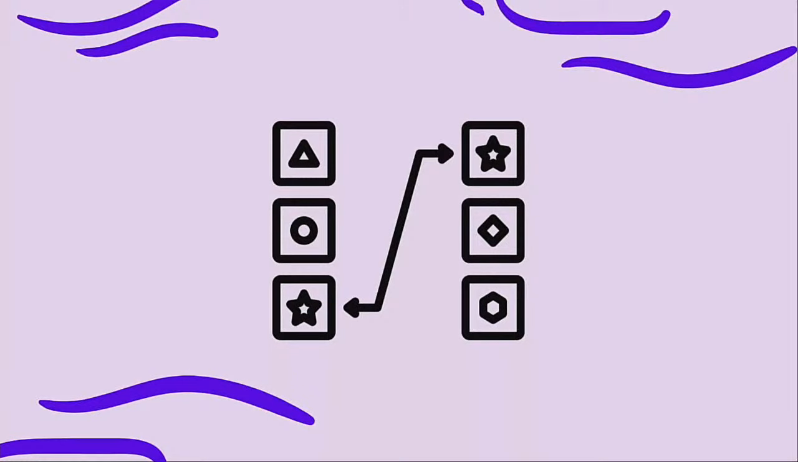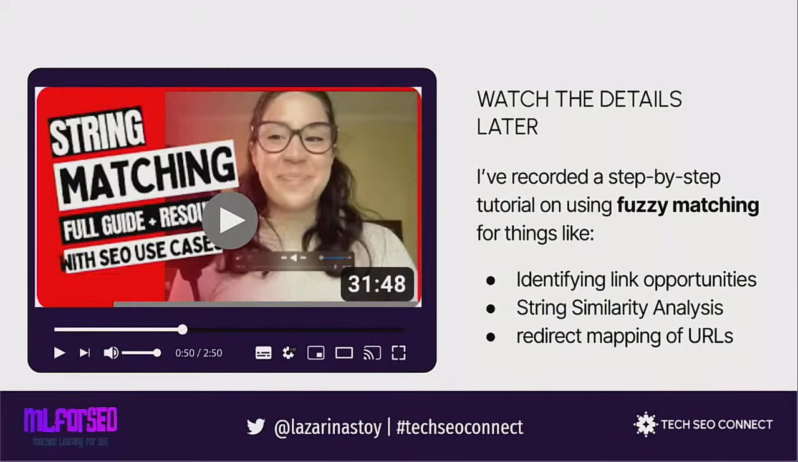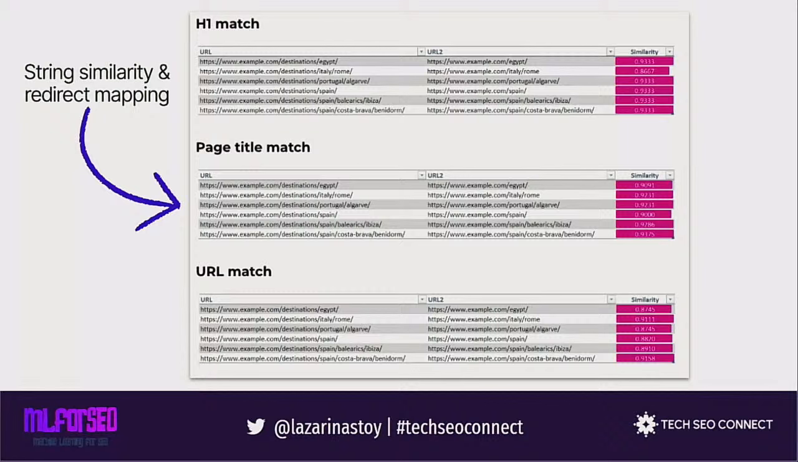Cool, so let's talk about fuzzy matching then. That's similarity between two strings. I have a 30-minute video on it. I'm not going to bore you with the details. You can talk to Patrick wherever he is. He was here a second ago, but he no longer is. Essentially, how to use that for redirect mapping, check the similarity between URLs. He has a great script for that.